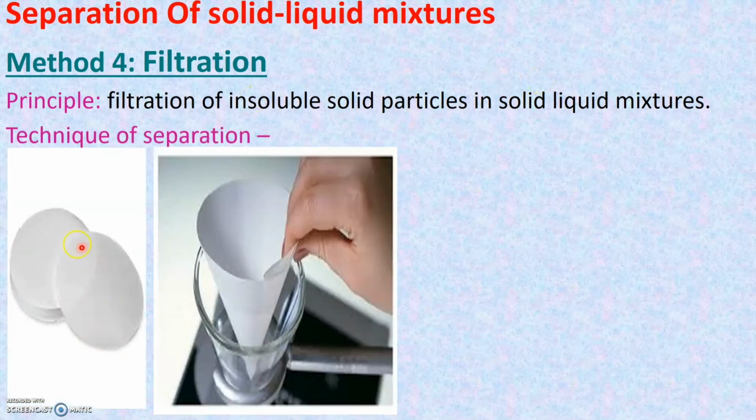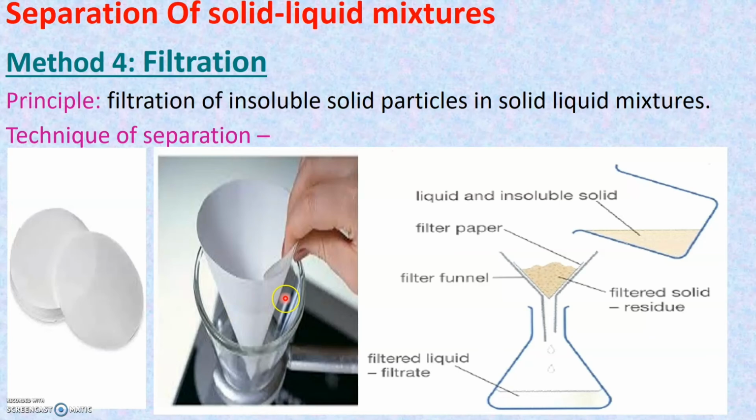A filter paper, as you see here, is taken and it is folded into a cone and now it is fitted inside a funnel like how you see here. Now, a mixture which contains a liquid and an insoluble solid in the liquid is poured into this funnel, which is fitted with the filter paper.